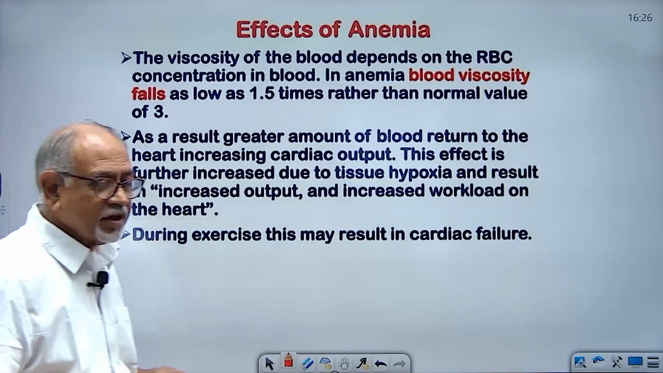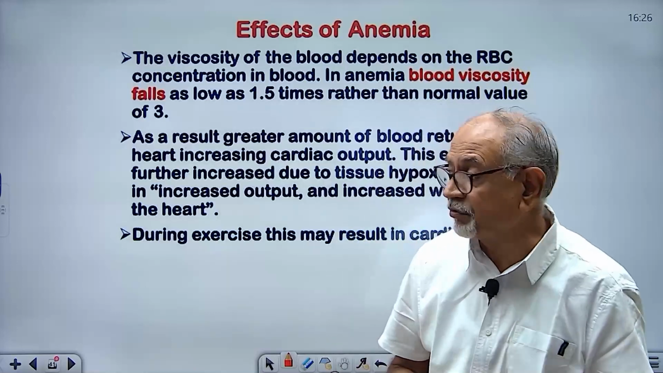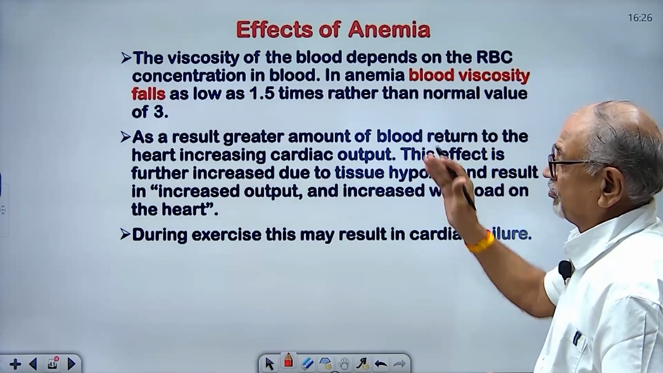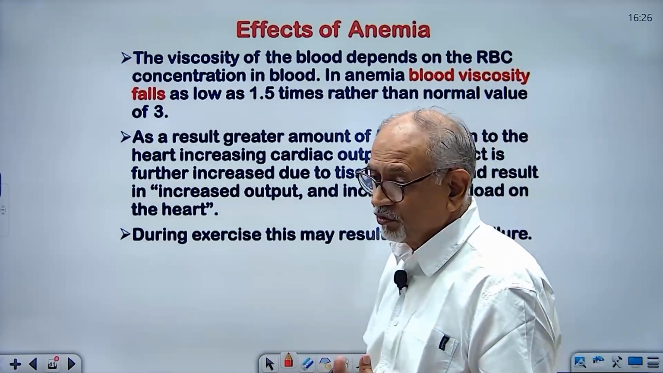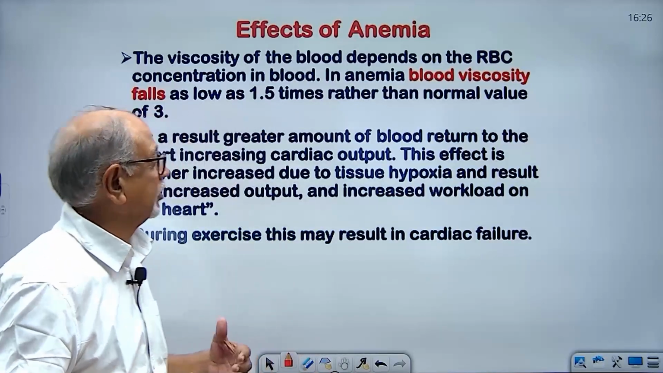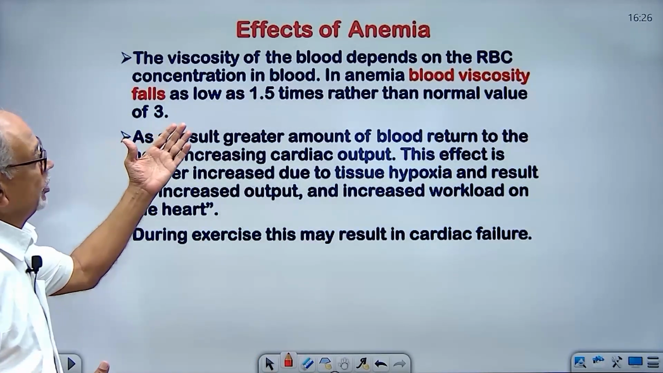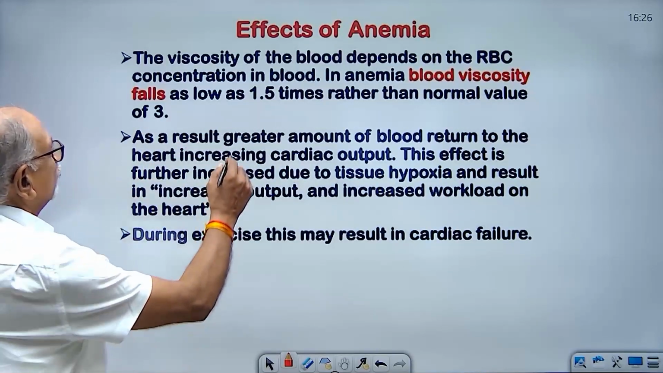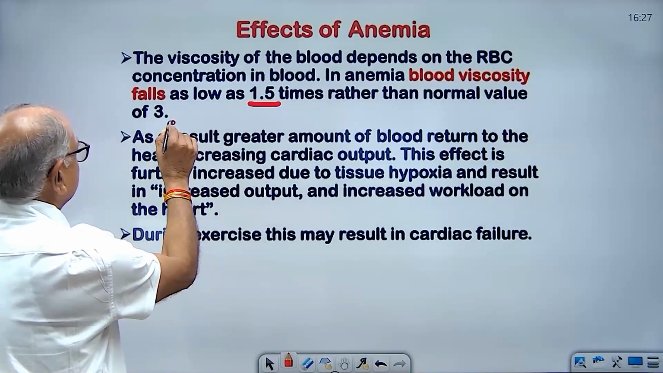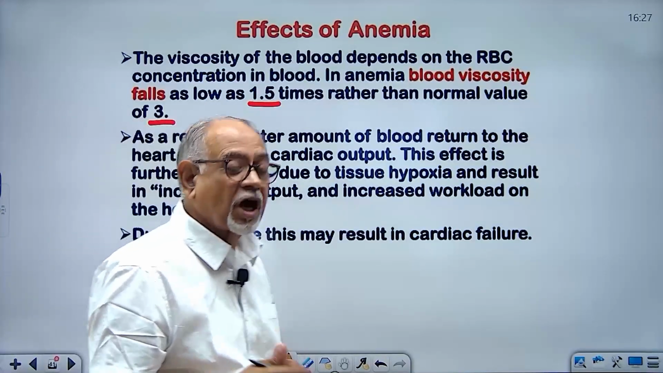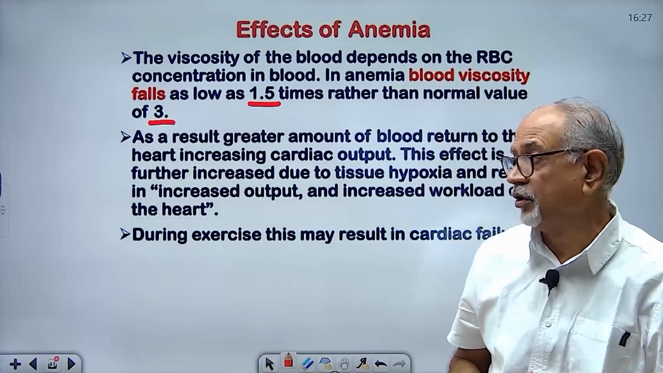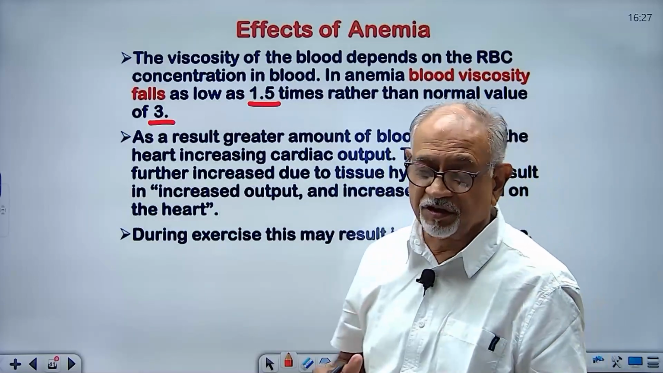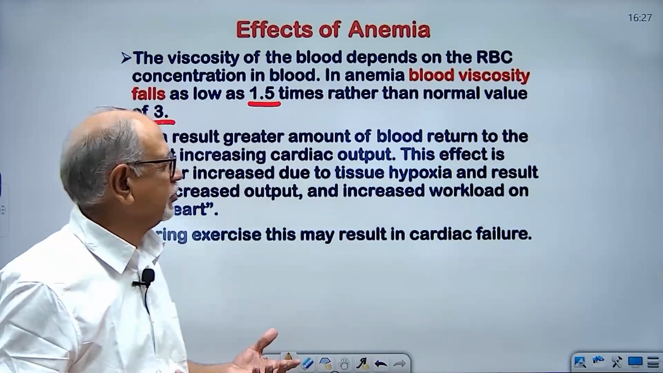Now, one of the severe effects of anemia is that due to less number of RBCs, when the RBC count falls as a cause of anemia, the viscosity of blood falls as low as 1.5 as compared to 3. So, it becomes just half of the normal. So, what happens as a result? The amount of blood returned to the heart contains more fluid than RBCs.